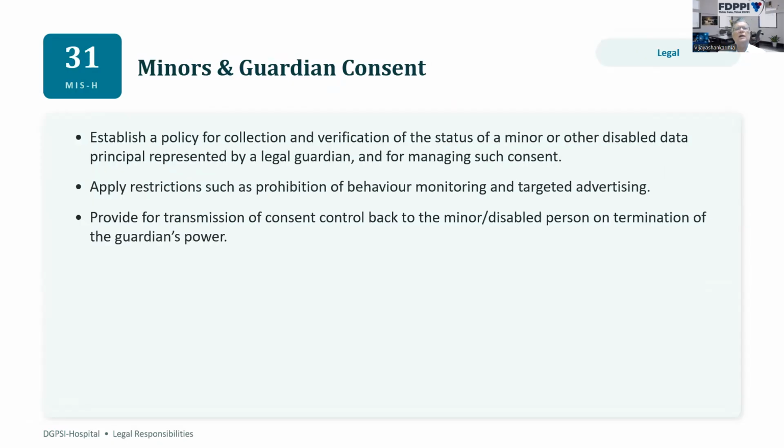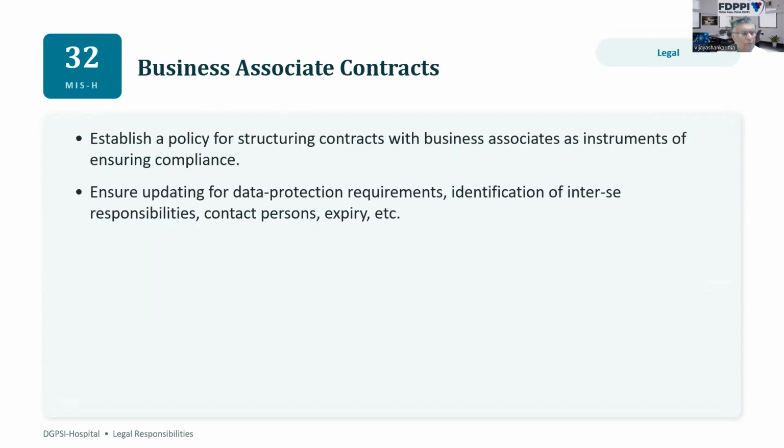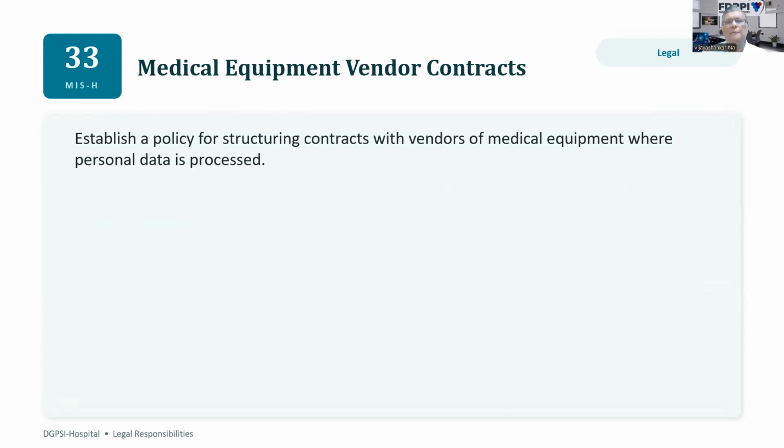Similarly, handling minors' data and guardian's consent is also something which it is preferable for the legal department to take responsibility for. Then we have the business associate contracts, which need to be drafted, covering data protection requirements. Ensure that there is a proper updating of the requirements, identification of inter-se responsibilities, who are the persons responsible for management of the contract, when is it expiring, etc.